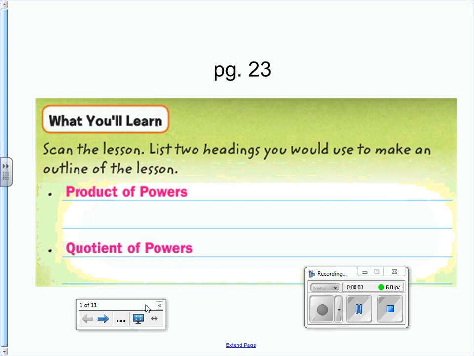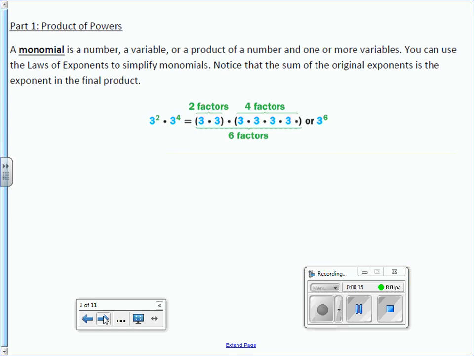Chapter 1, Lesson 3, Multiply and Divide Monomials. We will learn about two rules of exponents, the product of powers and the quotient of powers. A monomial is a number, a variable, or a product of a number and one or more variables. You can use the laws of exponents to simplify monomials. Notice that the sum of the original exponents is the exponent in the final product.